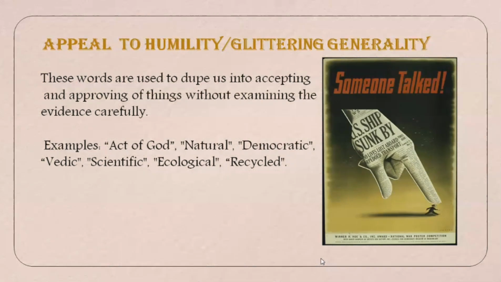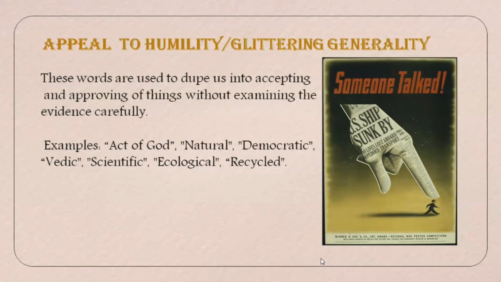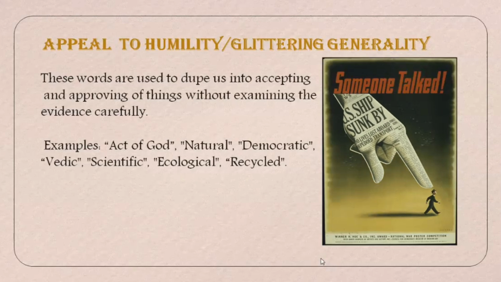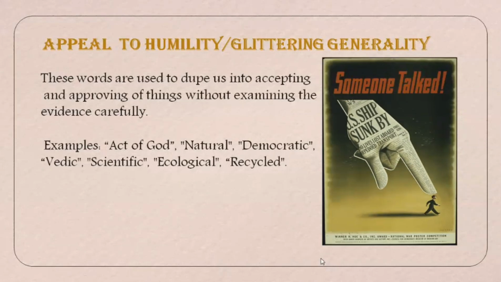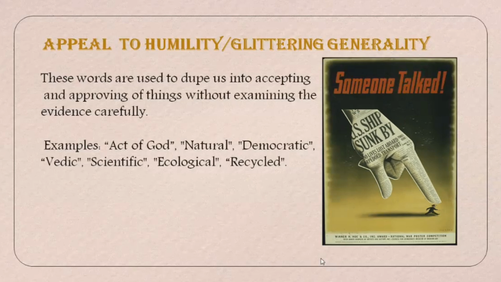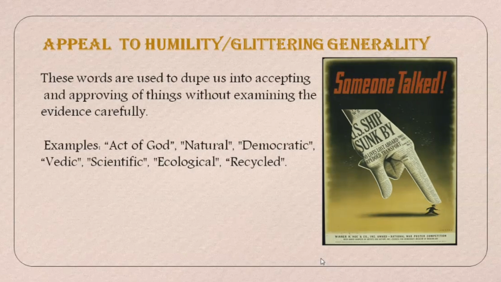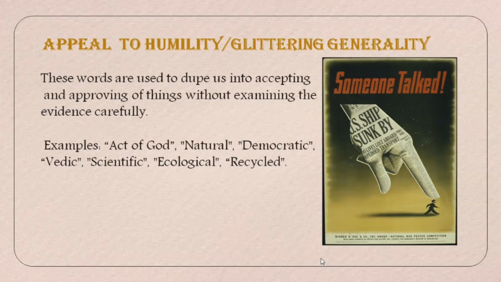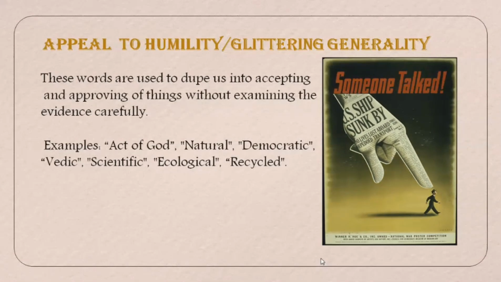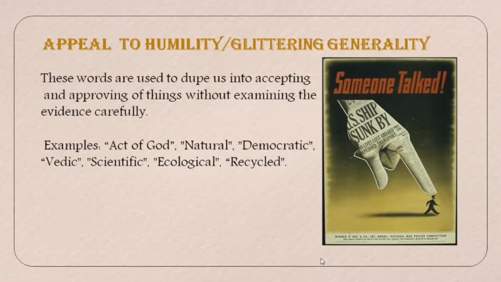The next point is appeal to humility. These words are used to dupe us into accepting and approving of things without examining the evidence carefully. For example, when we say something happened because of an act of God, the response was natural. It is democratic, Vedic, scientific, ecological, and recycled. Basically, this is just hiding or not mentioning the exact reason for things to happen.